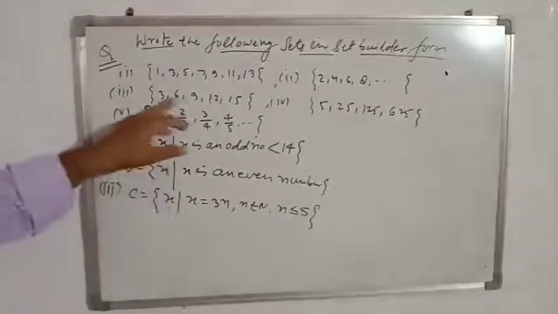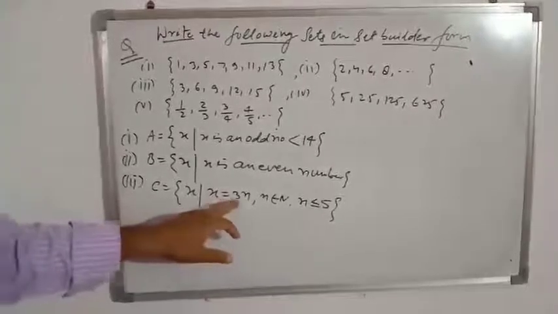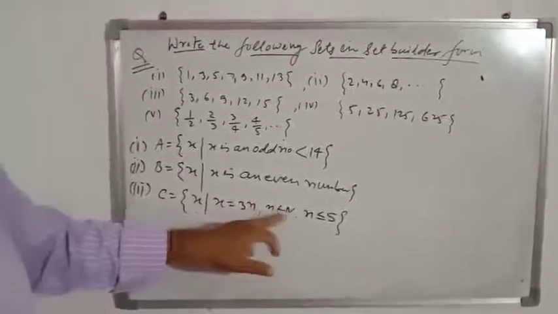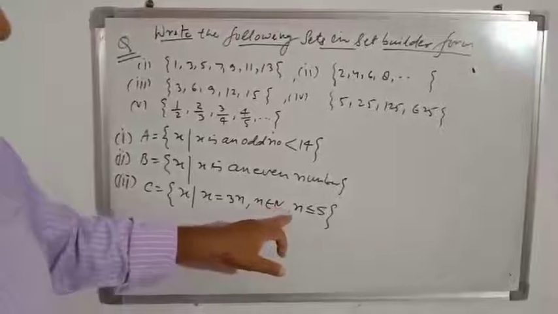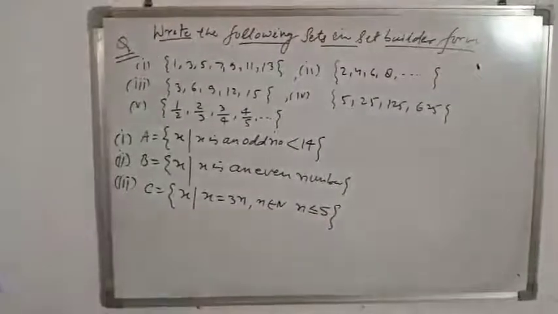See the third one, 3, 6, 9, 12, 15. These are multiples of 3. So we have to write x is equal to 3n. What is n? N is a natural number and the value of the natural number is less than or equal to 5. Less than or equal to 5 means 1, 2, 3, 4, 5.